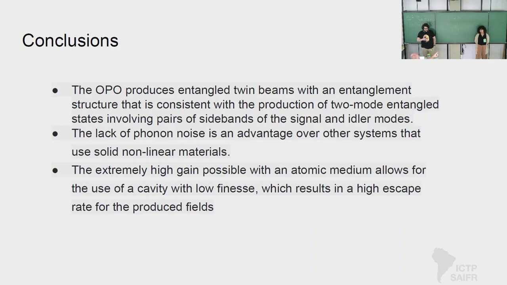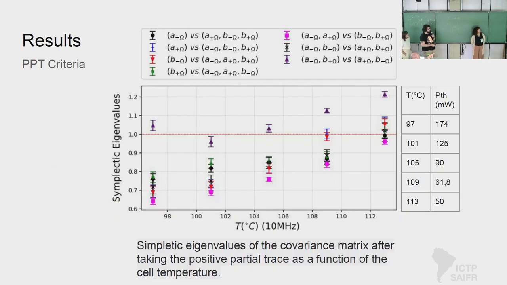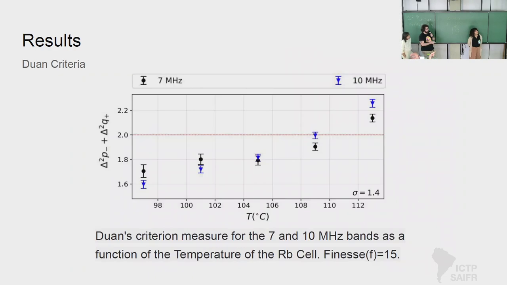I'm curious, when you increase the temperature, it's in degrees, it's a very small change of temperature, but you destroy your entanglement. What happens, does the density change so much from 98 degrees to 112?